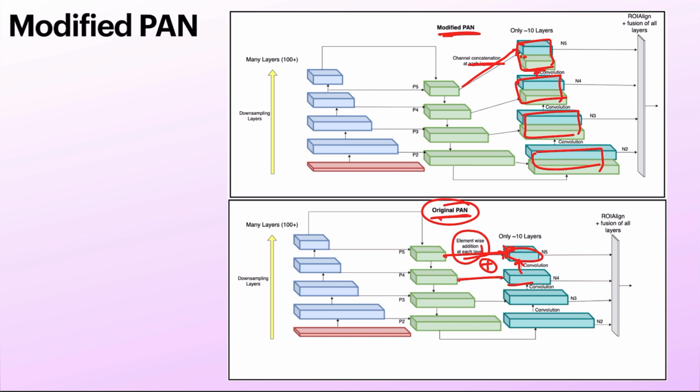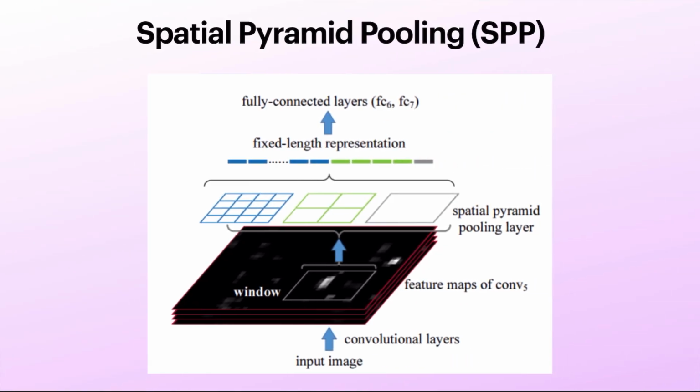And after that you are anyway using ROI align and fusion of all of those things, like taking the maximum element. That is what fusion is. Okay, so this is how the path aggregation network works. Then we will see spatial pyramid pooling.